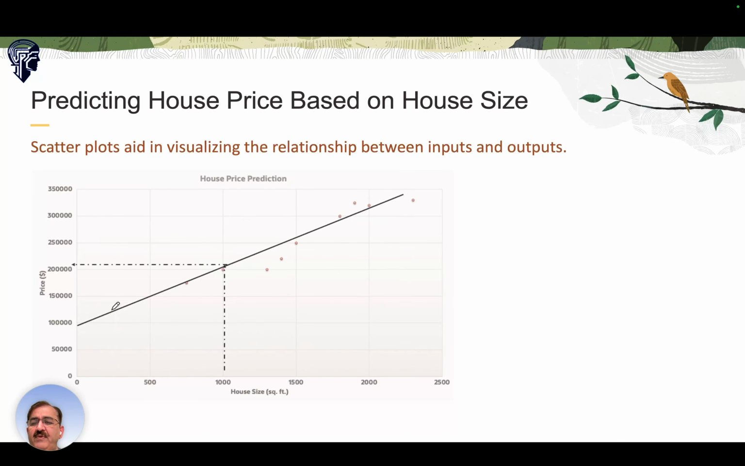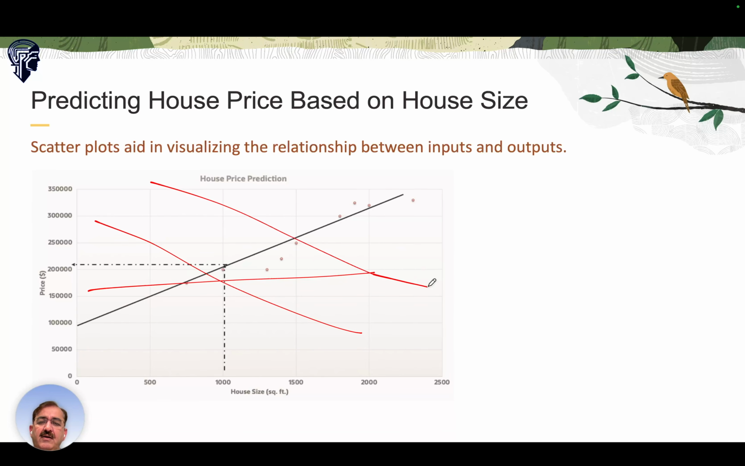For example, we can fit this line, or this line, or this line. We predict the line based on the points scattered on the plot. So this line is the best line right now, which is near to almost all the points, where all the points are almost on the line.